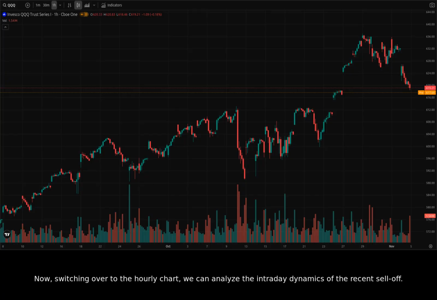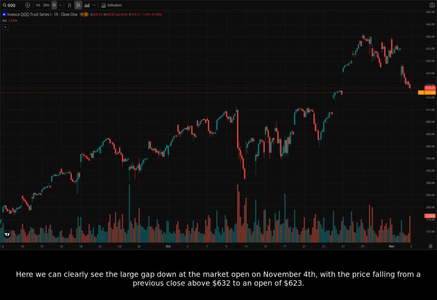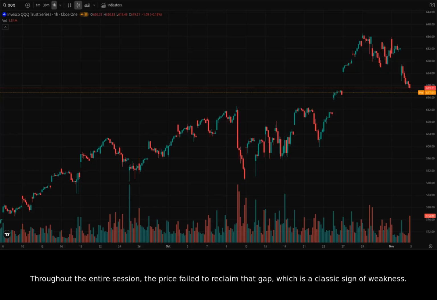Now, switching over to the hourly chart, we can analyze the intraday dynamics of the recent sell-off. Here we can clearly see the large gap down at the market open on November 4th, with the price falling from a previous close above $632 to an open of $623. Throughout the entire session, the price failed to reclaim that gap, which is a classic sign of weakness. The intraday attempts to rally were sold off, forming lower highs and confirming that sellers were in control for the day. The price eventually bottomed out around the $618.50 level before a slight bounce into the close.